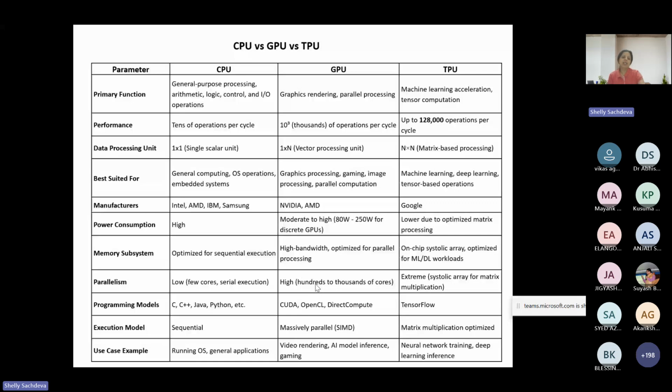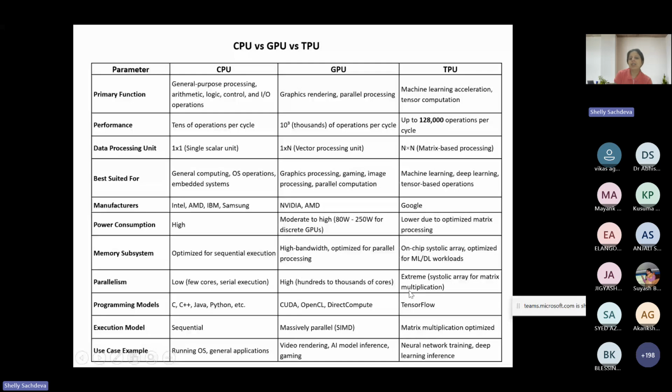Right now you might have seen some AI applications which can mimic you and show how you will look after many years. Can you imagine the number of computations being done for this? That is why it runs well if the process is working on a GPU or a TPU. The programming models for the CPU are C, C++, Java, and Python, for the GPU it's CUDA, OpenCL, and DirectCompute, and for the TPU it's TensorFlow.